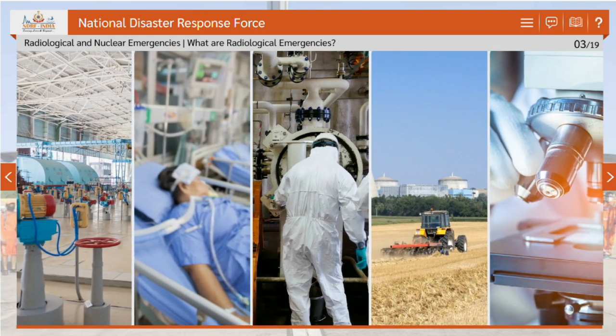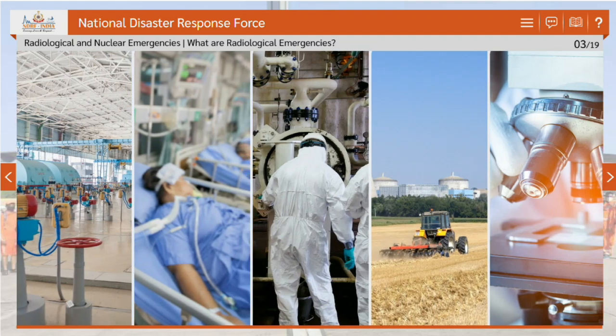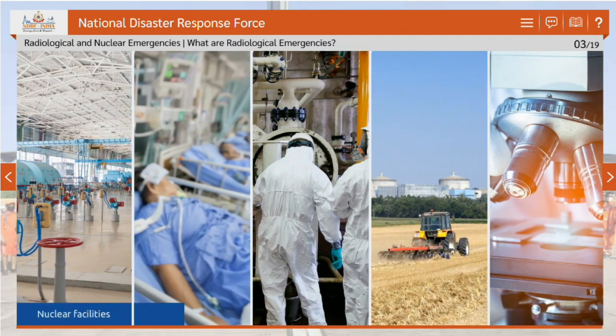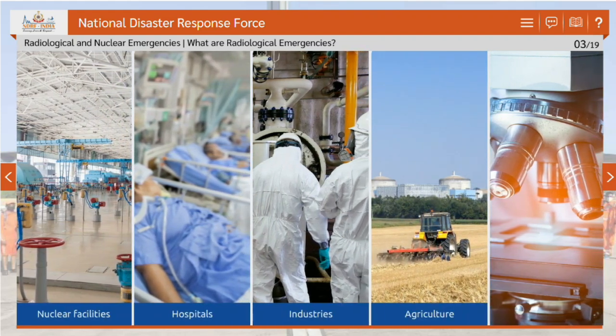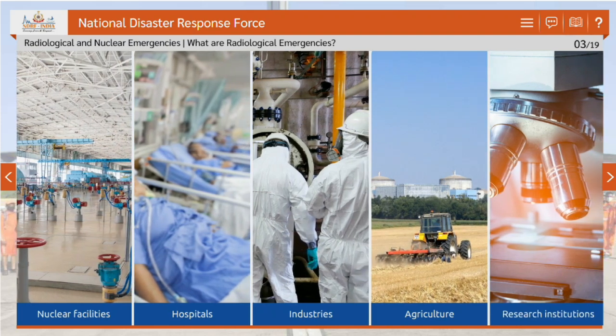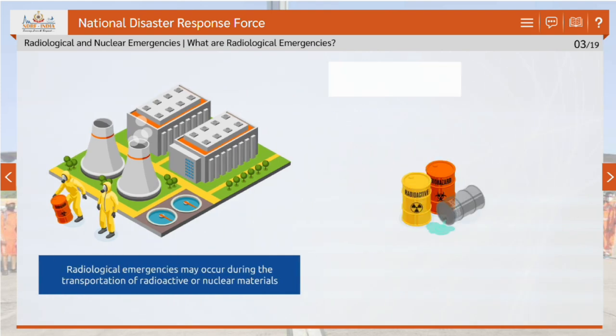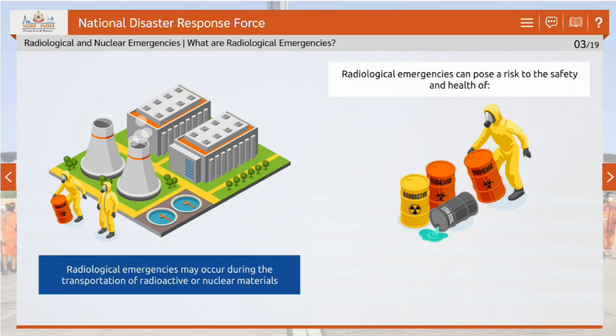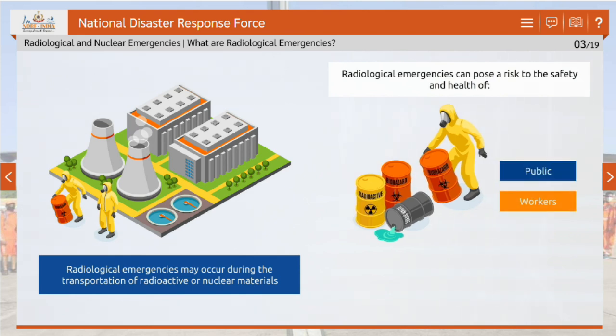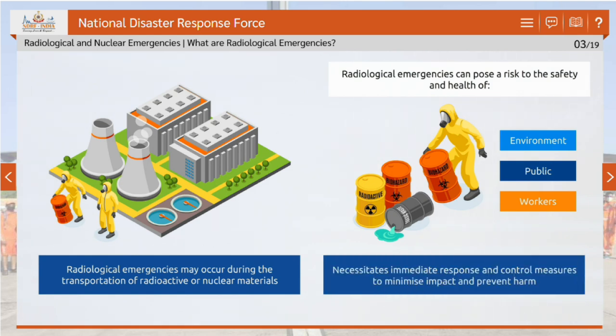Radiological emergencies can occur in various settings, including nuclear facilities, hospitals, industries, agriculture, and research institutions. They may occur during the transportation of radioactive or nuclear materials. This can pose a risk to the safety and health of workers, the public, and the environment. It may necessitate immediate response and control measures to minimize their impact and prevent harm.